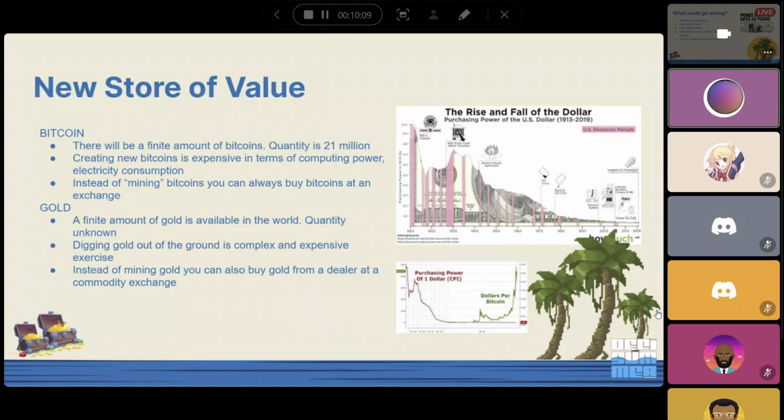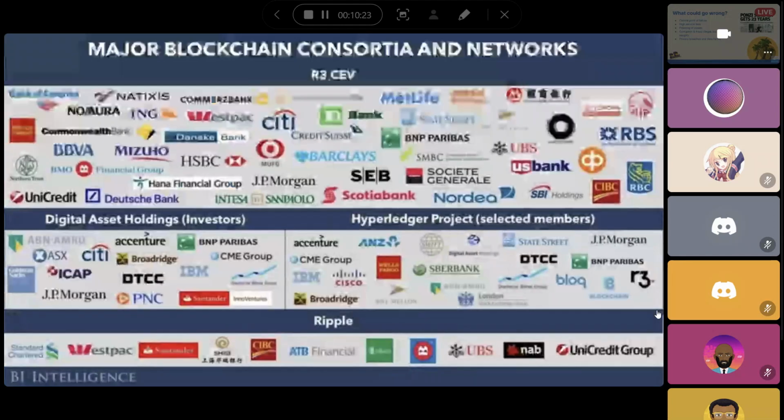So the contrast is very similar as opposed to money, which keeps on being printed, which the Federal Reserve can print whenever, and so that's kind of the contrast between Bitcoin and gold as a store of value. And this is of 2019, kind of major blockchain consortia and networks that are adopting this. In the past year especially, this has only gone up with organizations like BlackRock, Square, PayPal.